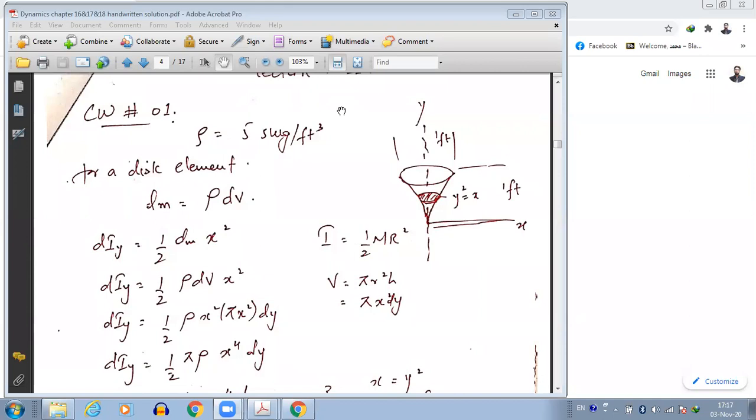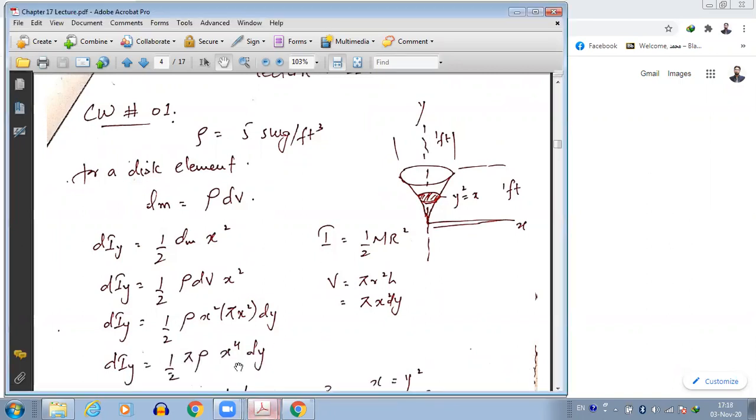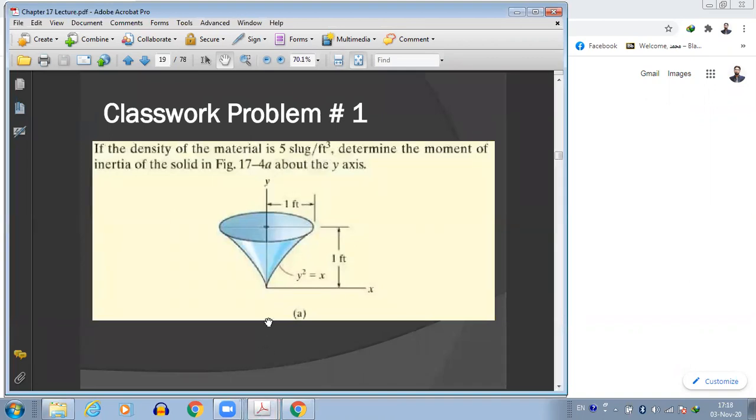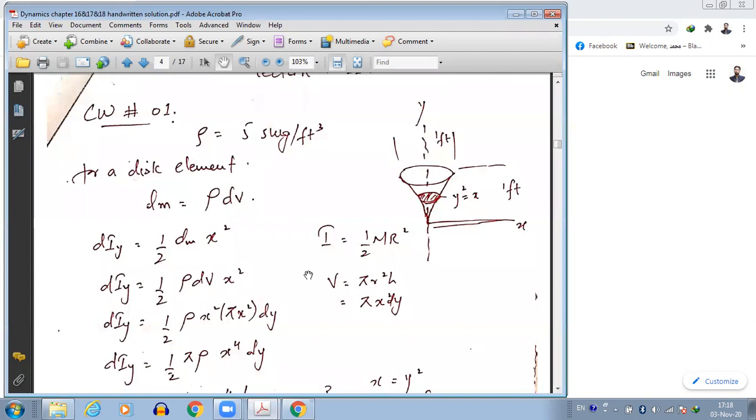So we started doing this problem number 1. In this problem, it was said that if the density of the material is 5 slug per foot cube, determine the moment of inertia of the solid about the y-axis. For this solid, we know the equation: y is a function of x, or x is a function of y. So y squared is equal to x. And this is 1 foot in the radius and 1 foot in the length. So let's see the solution for it.